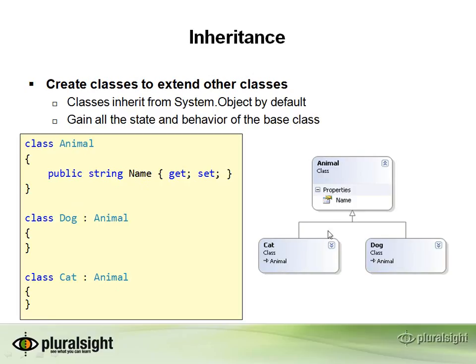This is a simple diagram showing the inheritance relationship we have. Animal serves as a base class. Cat and Dog are what we call derived classes. Sometimes you'll also hear the term subclass. Cat is subclassing Animal.